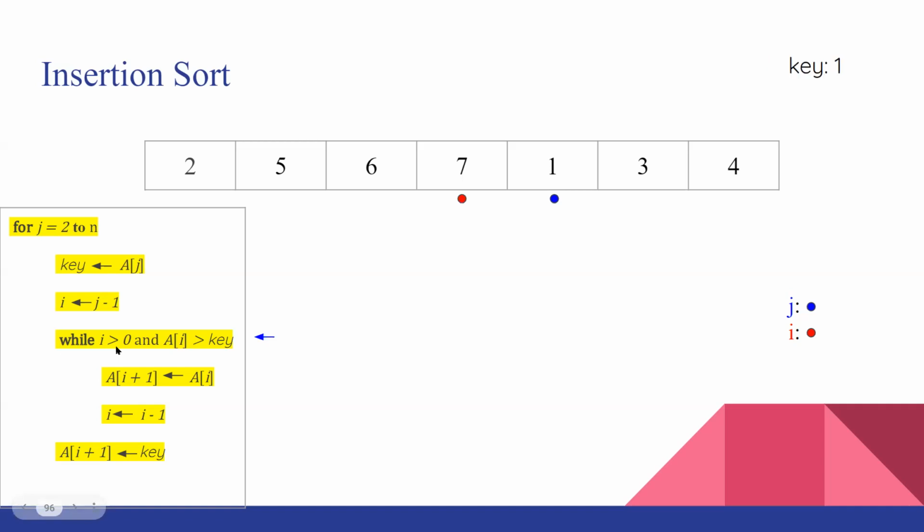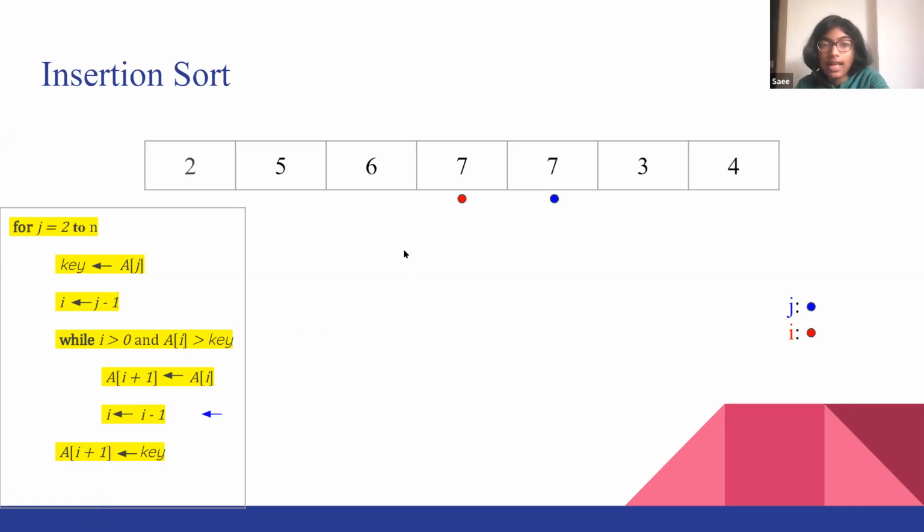And is I greater than 0? Yes, ma'am. And what is AI? 7. Is it greater than the key? Yes, ma'am. So we will go inside the while loop. And what will we do? We'll ask 7 to shift to the right. So 7 shifts to the right.